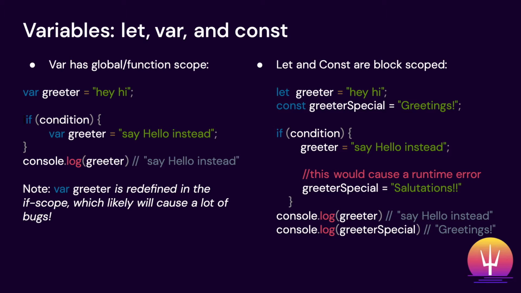So in this example on the left, we can see that var greeter is being redefined in the if statement, and that's fine because it's just a variable. But on the right, where we see const greeter is being changed again in the if statement as well, this is going to end up causing a runtime error. Since it's a constant variable, we can't allow it to change. And let greeter in the if statement does not redeclare the variable outside of the if statement.